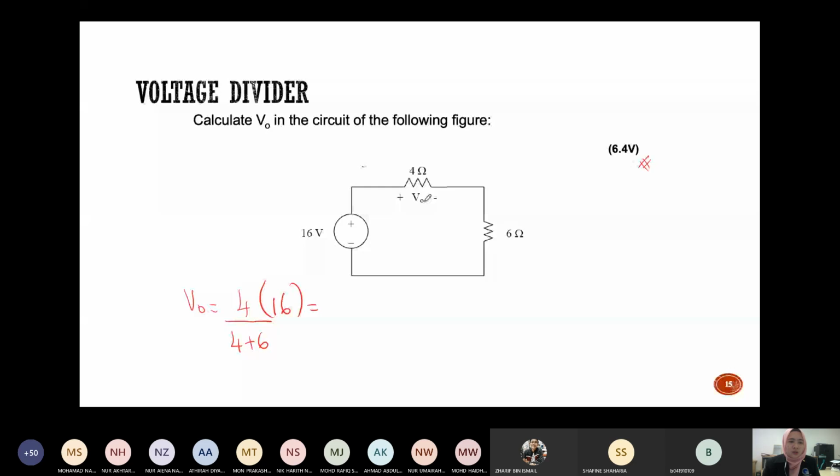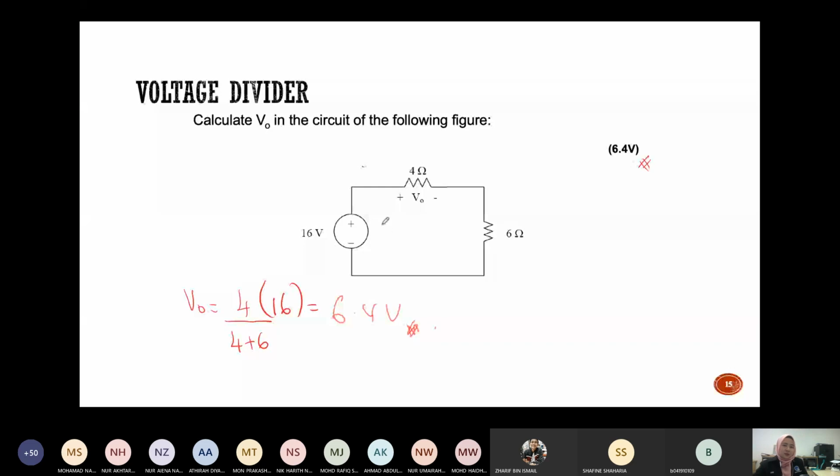To calculate V naught, you can just use the voltage divider. Very simple. V naught is 4 ohms divided by 4 plus 6, and then multiplied with the Vs. Your final answer should be 6.4.